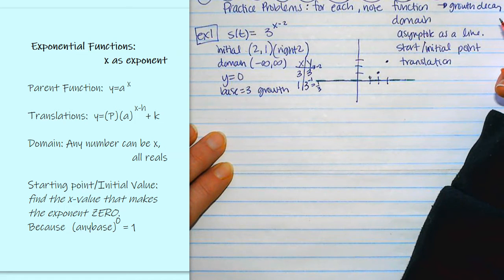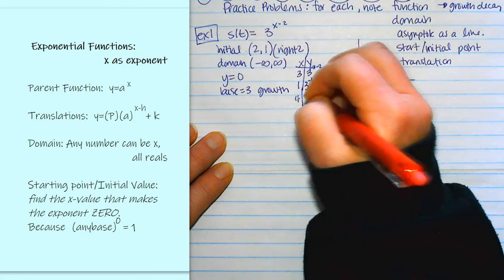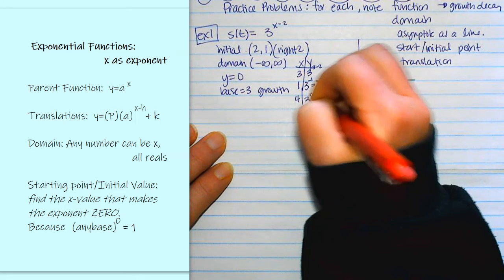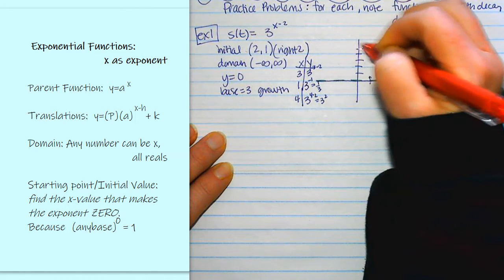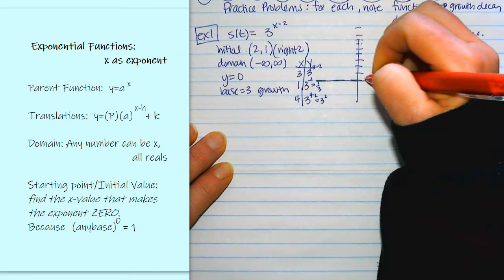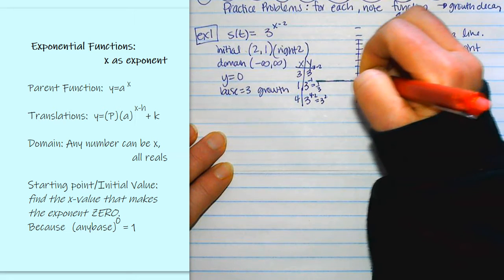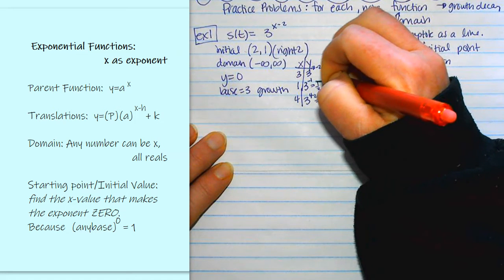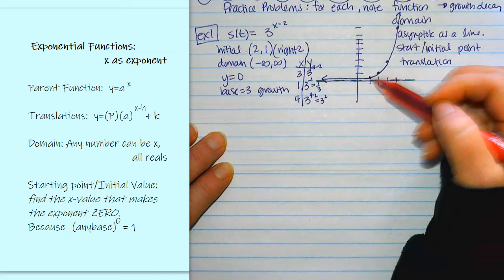If that's not enough for you, you should probably plug in 4. At 4, we're going to have 3 to the 4 minus 2. That's 3 squared, which is 9. 1, 2, 3, 4, 5, 6, 7, 8, 9. So here I'm at 9, and I can see it from there. And this one follows the asymptote this way. And there's your function. You need to have 2 or 3 points.